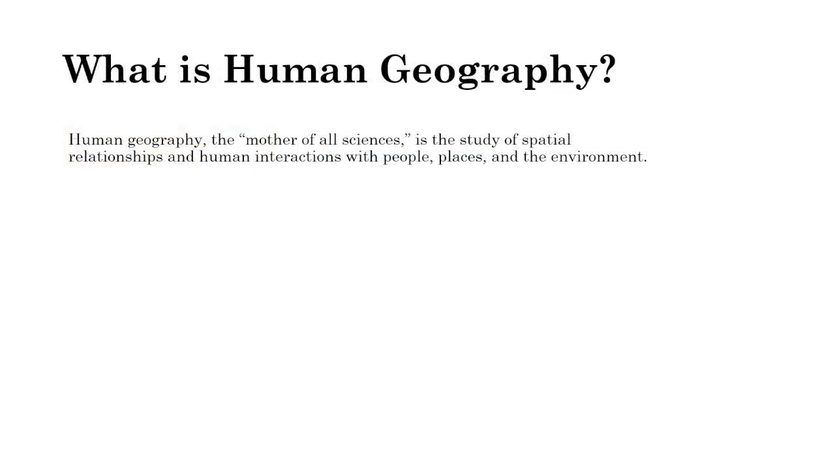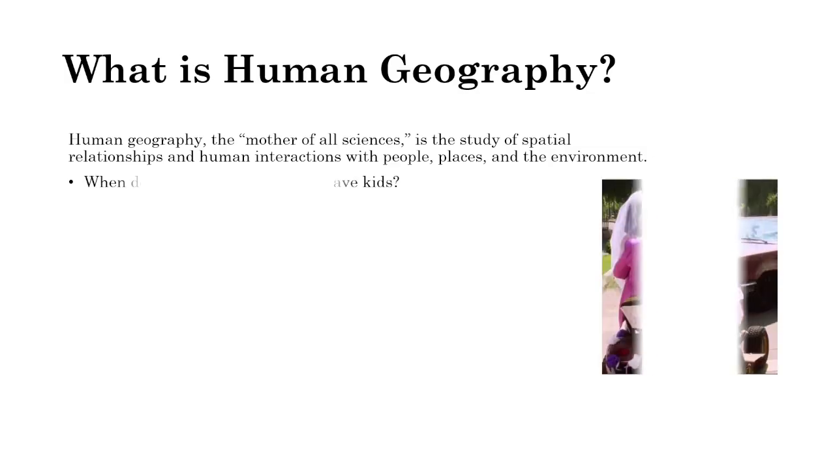So what is human geography? What is this all about? Why are you here? Human geography is considered the mother of all sciences. It's the study of spatial relationships, where things occur, as well as the human interactions with other people, the places that they go to, and the environment that they hold.